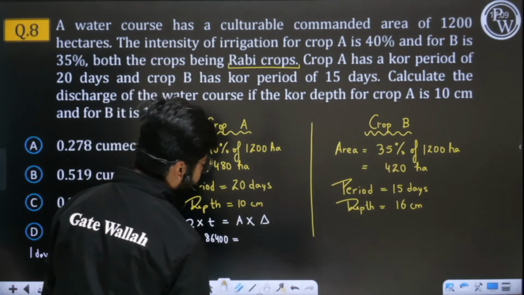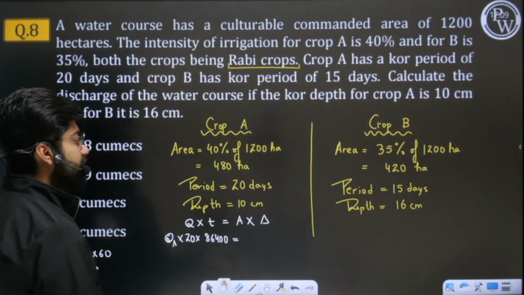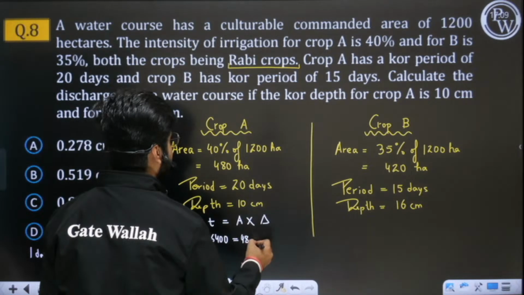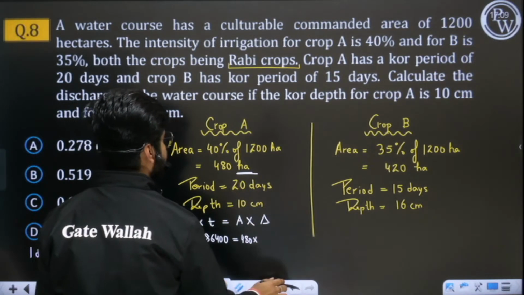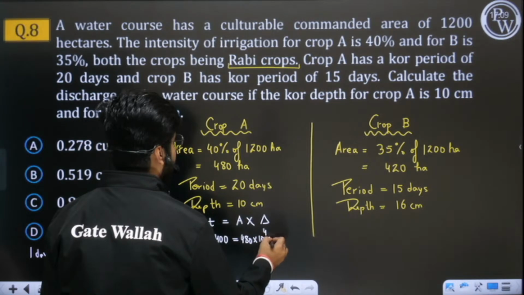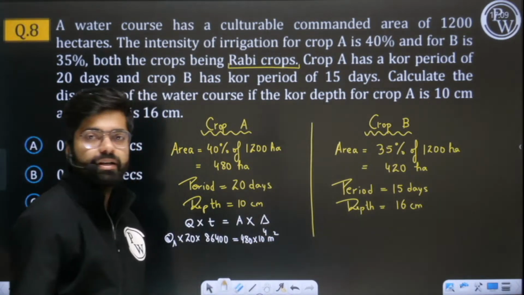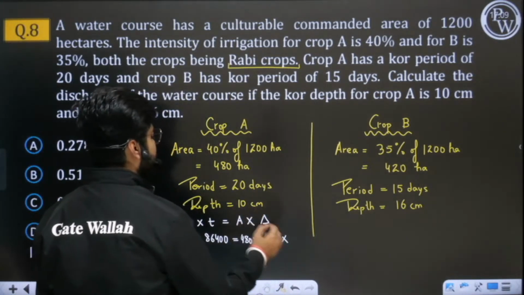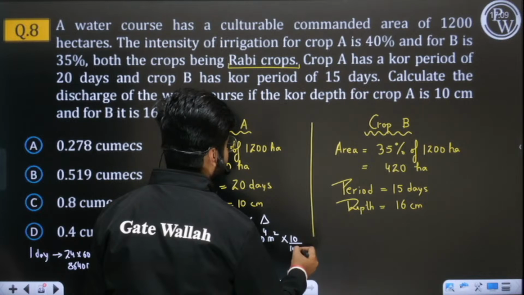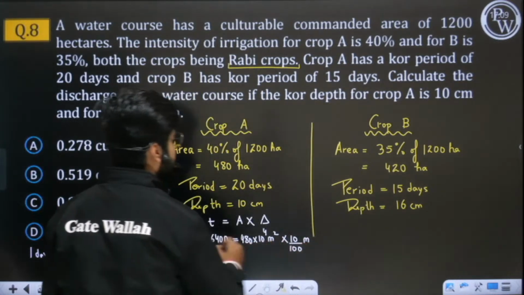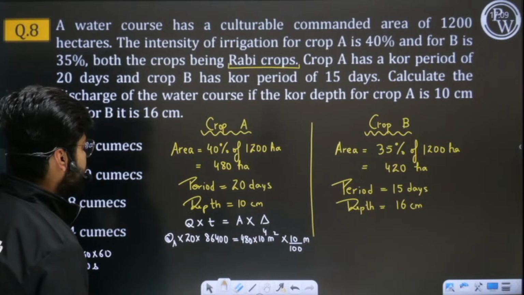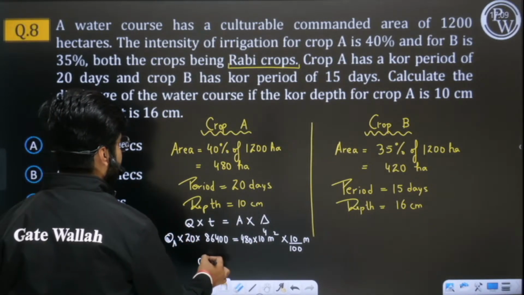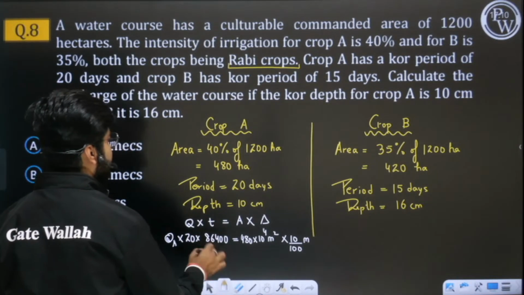Obviously you need to put everything in meters and seconds, in SI units. Now area is 480 hectare. We can write 480 times 10 power 4, since you all know that 1 hectare is 10,000 meter square. And delta is given to you as 10 centimeter, so we will convert this delta into meters. I hope this is clear to you. Very simple. So from here you will get the discharge. Tell me how much discharge you are getting.